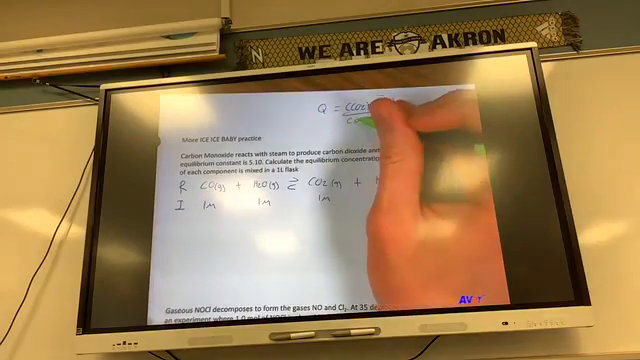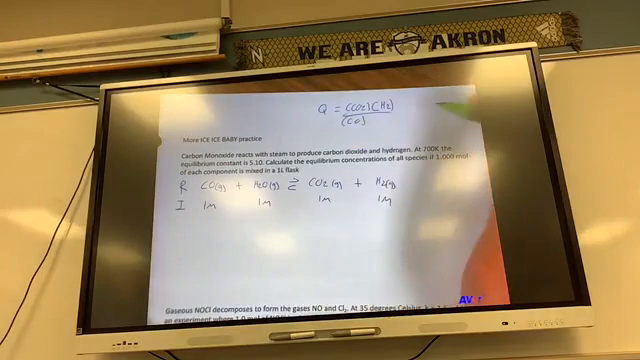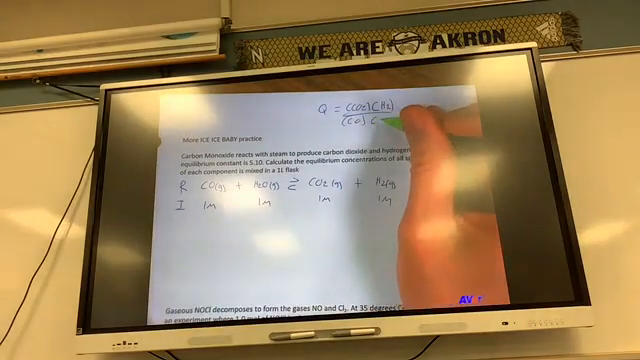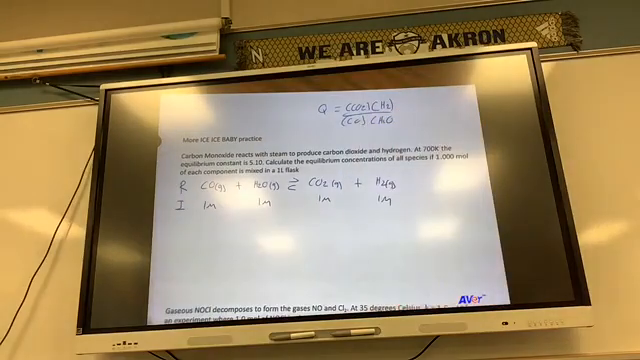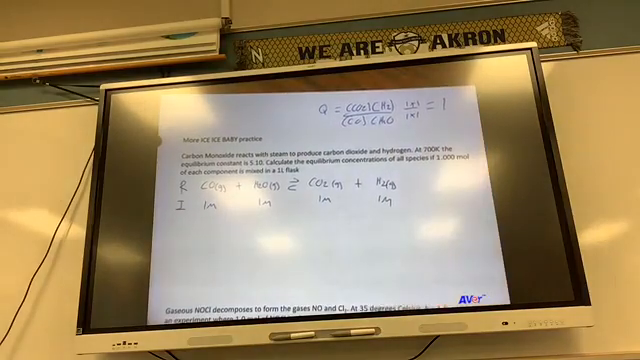Q equals CO2 times H2 over CO times H2O. I'm writing it above the bar because I need more room down here. Well, what are all of these? 1 times 1 over 1 times 1. So Q equals 1, right?